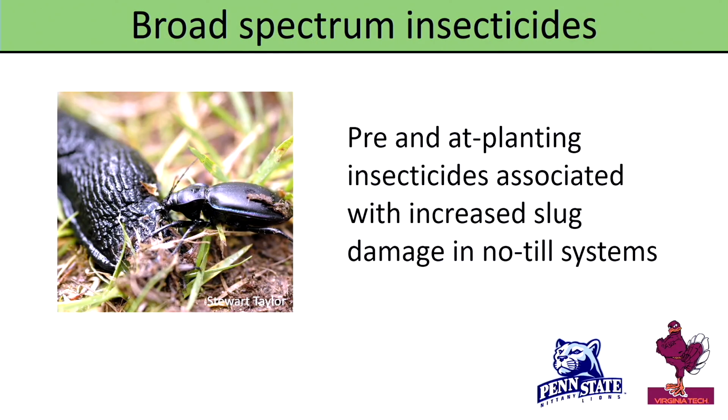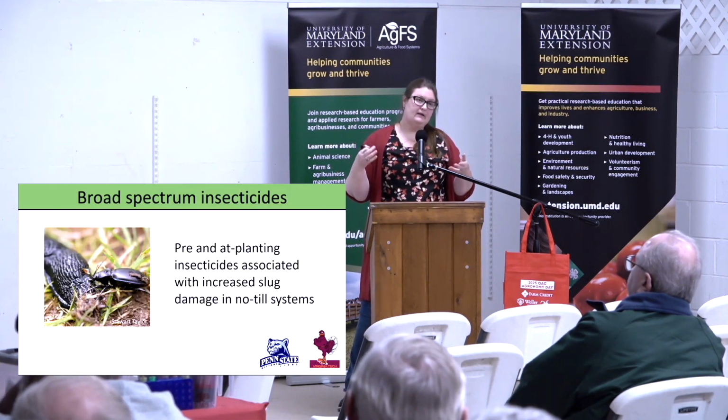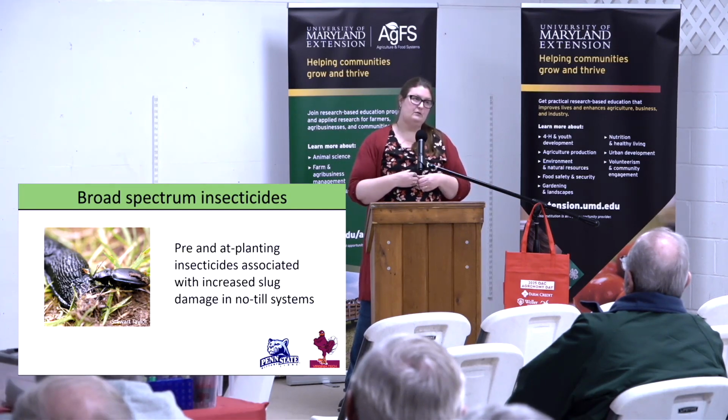The problem with carabid ground beetles is they're insects. So those broad spectrum insecticides that I mentioned, the in-furrow pyrethroids and the neonicotinoid seed treatments that we're applying at the beginning of the season when we might be having slug problems, can also harm these beetles that are killing slugs. In Pennsylvania and in Virginia, they've done experiments to look at pre-planting insecticides, and that was the only thing that predicted whether you were going to have slug damage: you are more likely to have slug damage in fields where you were using pre-planting insecticides or at-planting insecticides.